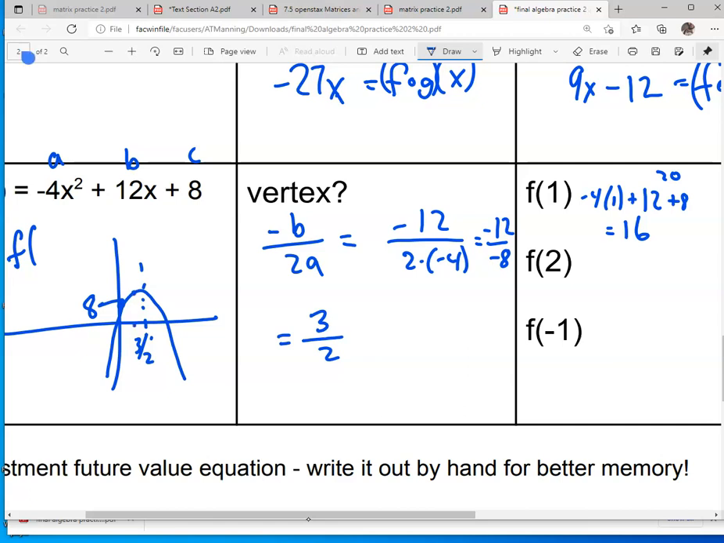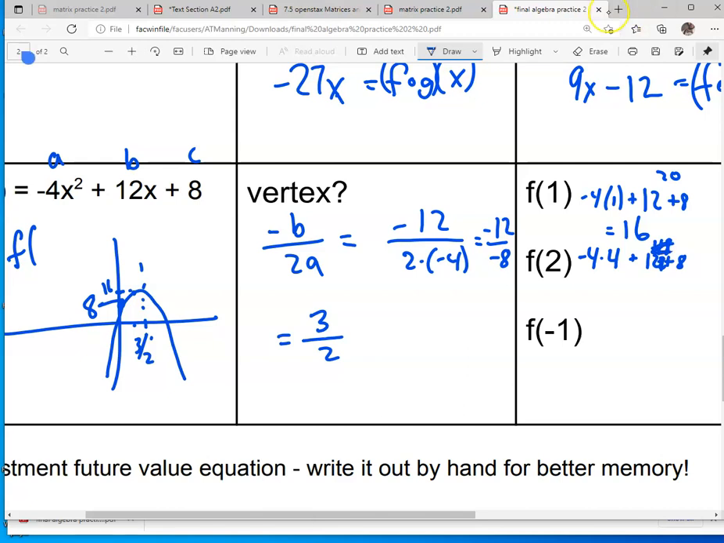If I had a 1 there, the graph is going to be 16 there. And at x equals 2, it should be coming back down. Let's see what we get. f of 2 is negative 4 times 2 squared, or times 4, plus 12 times 4... oh, sorry, 2. Sorry.